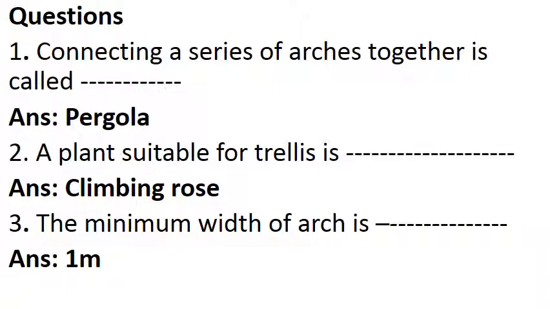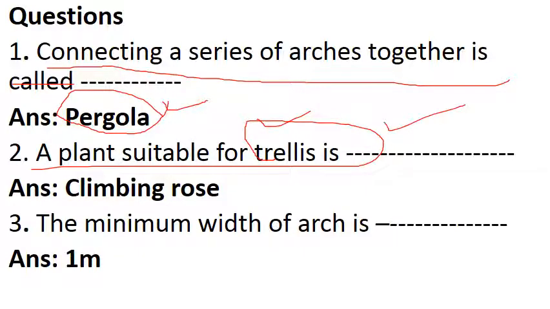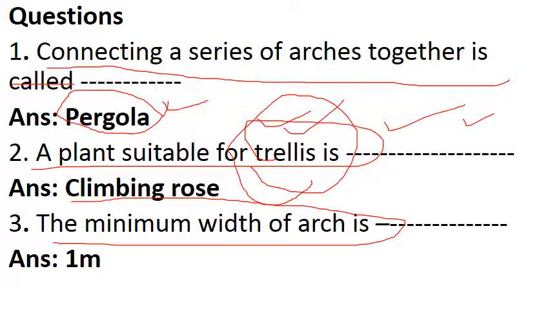Then finally comes the MCQ section. Here some important and easy questions are there. You should know: connecting a series of arches together is called a pergola. What is a pergola? We already discussed it in a previous lecture. A plant suitable for trellis: mainly trailer plants like climbers, roses, and many trailer plants are used for trellis. What is a trellis? We already discussed it in the part 2 videos. The minimum width of arches is 1 meter, and also the height of the bird bath is 1 meter. So here all our part 3 lectures end.